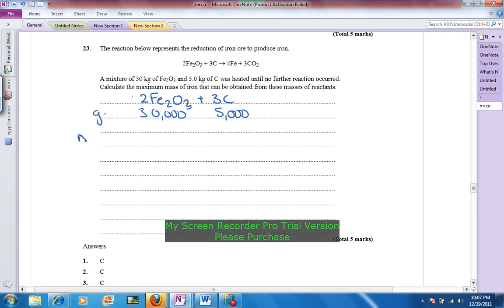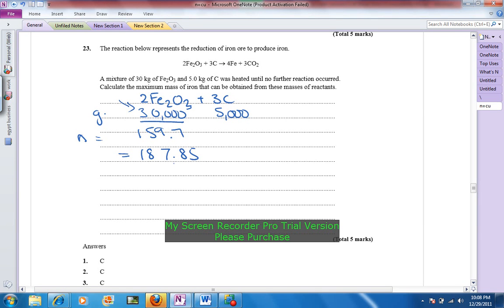Now you want to know moles. If we use 30,000 grams of Fe2O3, how many moles would that be? You go 30,000 divided by 159.7, which is the molar mass for that. Let me do this on the calculator. 30,000 divided by 159.7, you get 187.85 moles.